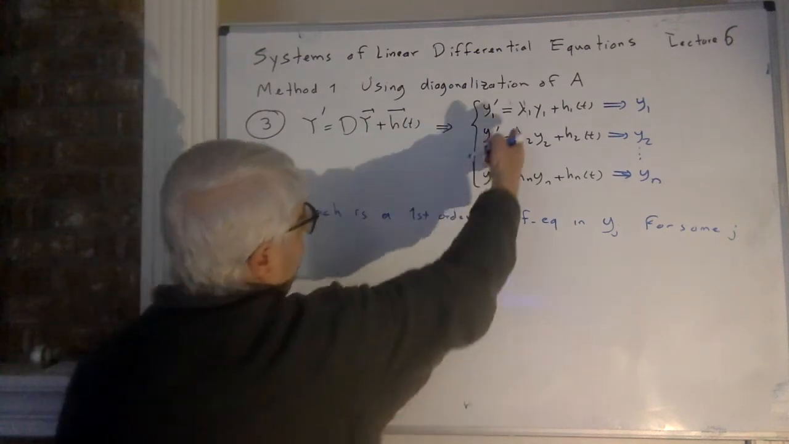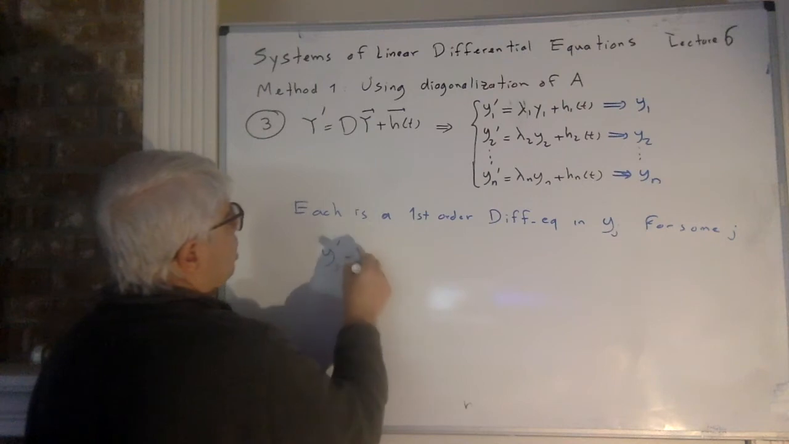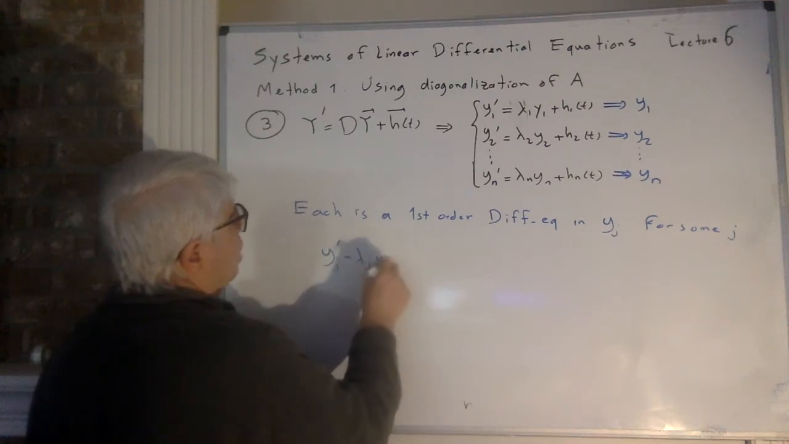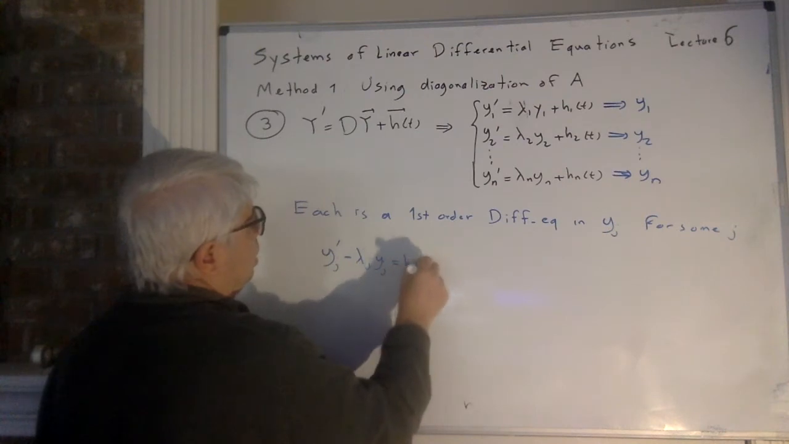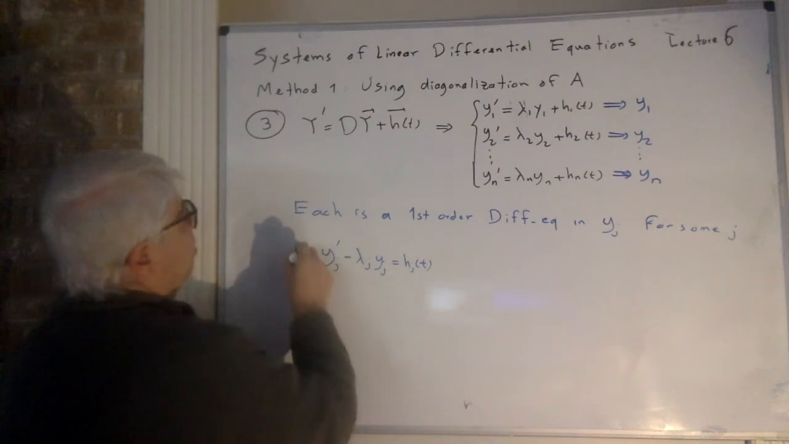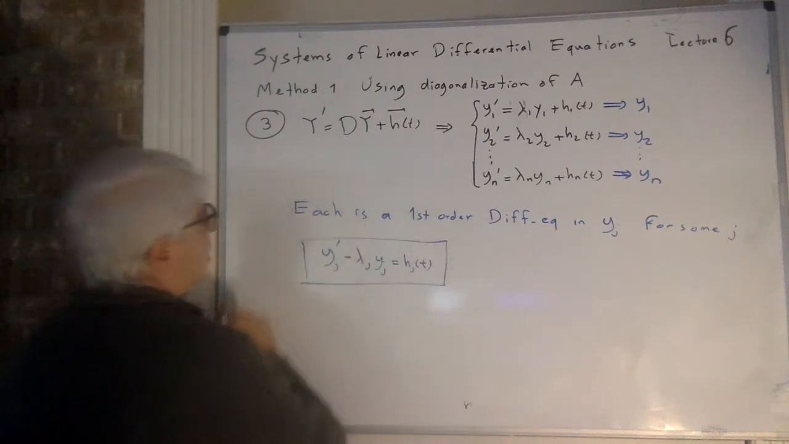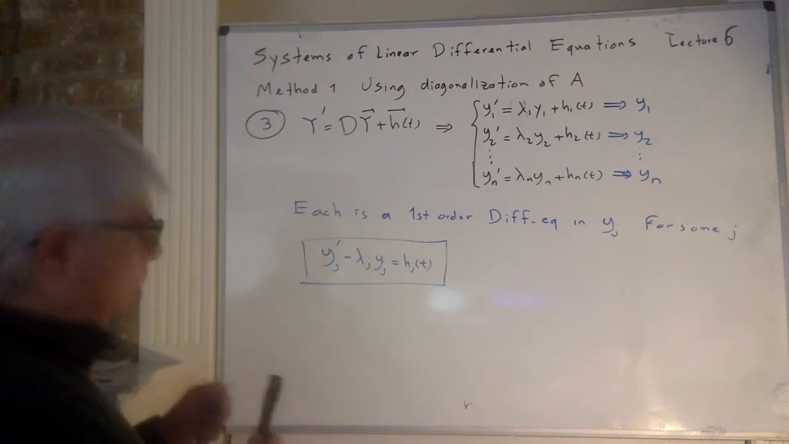Remember, you should take this, for example, yj prime minus lambda j yj equals hj(t). And remember that you have e to the power of lambda t and so on. I just leave it to you, I'm not going to do that. So that is step 3.